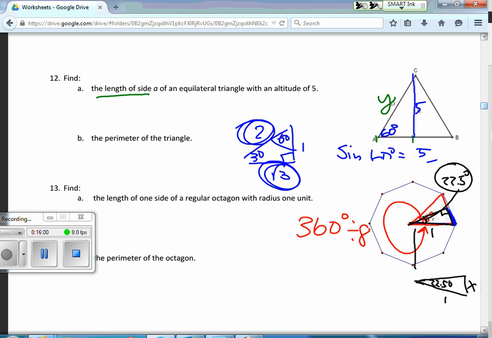Okay, so then once you have a side and you have an angle, you can do the rest in trig. And then once you know how long a side is, the perimeter is easy. You just times it by 8, because there's 8 sides.